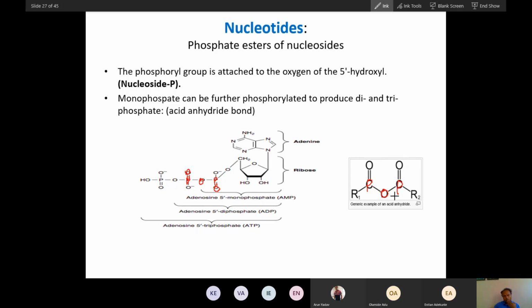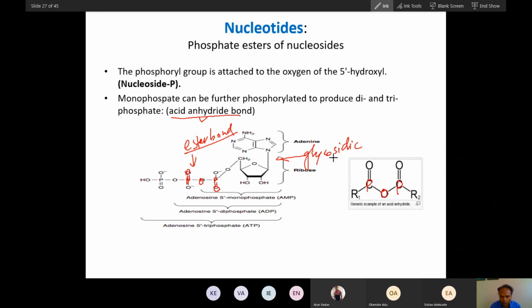Yes. So these are acid anhydride and ester bonds. The ester bond, the phosphoester bond, and this is called a monophosphate, which can be further phosphorylated to di- and triphosphate. These are called ester bonds. So remember this, we will need the concept of this bond. And you understood that this is the glycosidic bond.